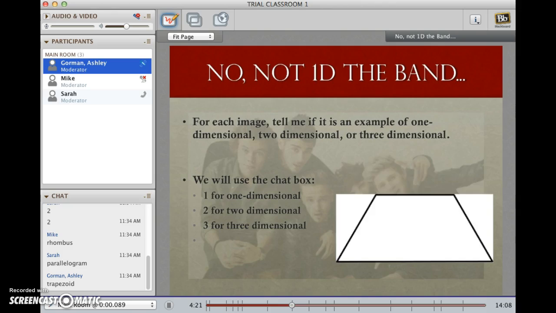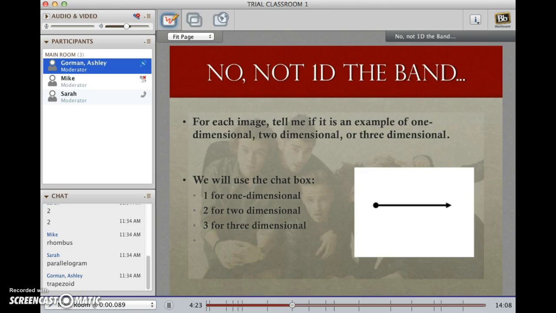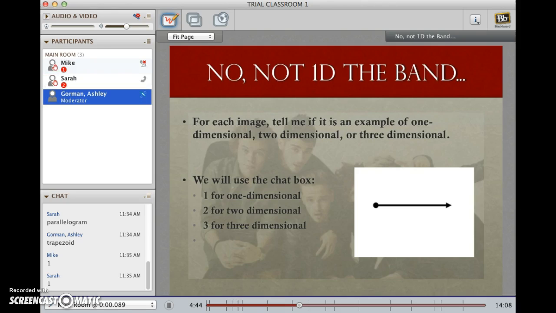All right, next example. Here we go. Is this one-dimensional, two-dimensional, or three-dimensional? Oh, Mike's in again quickly. That's a 1. Sarah also says 1. All right, by raising your hand, again, that's going to be underneath your name. Anybody know what that's called? It has an end point and an arrow. Raise your hand if you think you might know. Oh, Mike and Sarah are both in.